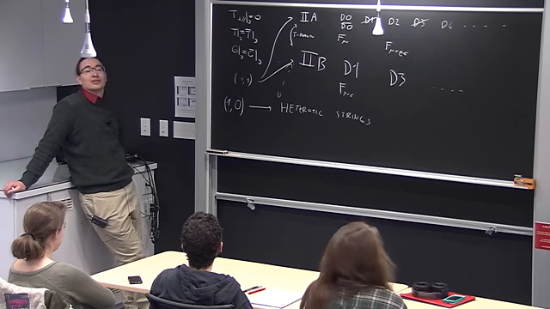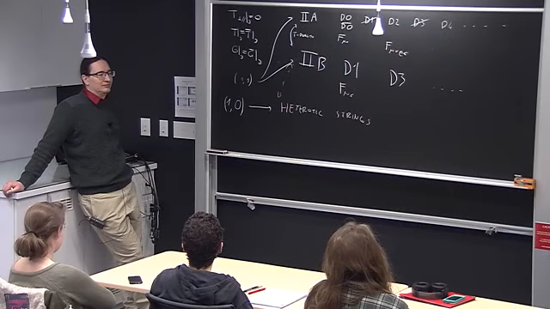Do you have questions? Yes. So how do you put gauge fields if not on D-branes? Sorry? How do you put gauge fields if not on D-branes? Oh, just the closed strings here include gauge fields. Very naturally.